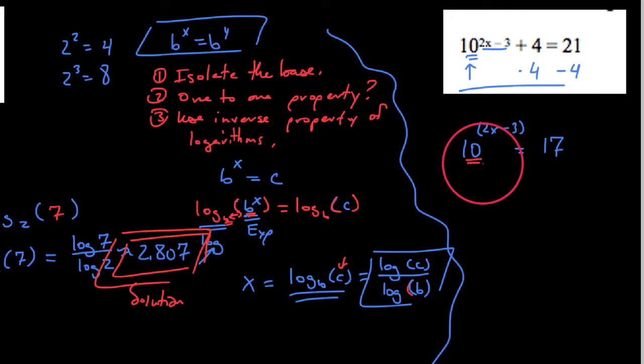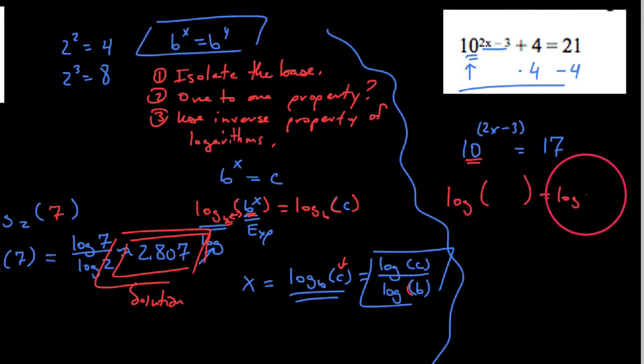So now that we have this base isolated, we're going to take the log of both sides, and you'll notice that the base is 10, so I'm using a log base 10. I do want to point out that I don't have to write that 10 there. Remember that if you don't write a base on a log, we assume that it is a base of 10. So this is 17 on the right. On the left side, we have 10 to the power of 2x minus 3.